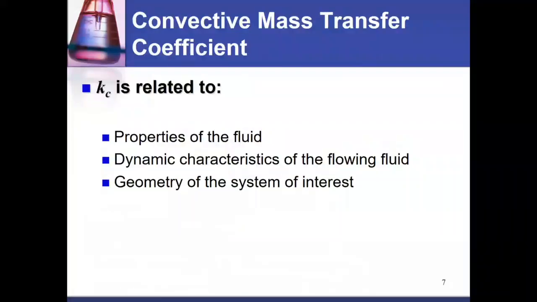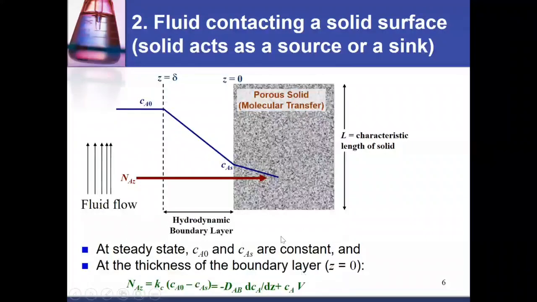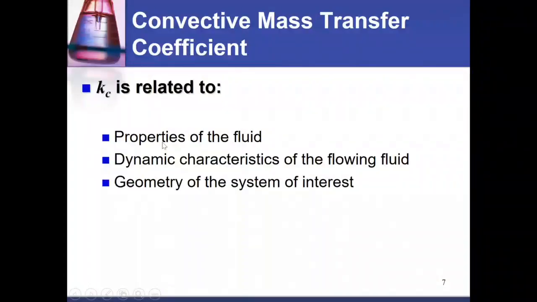Okay, so in this chapter and the chapters to follow, we will be using Kc, and Kc is a function of the properties of the fluid. If you remember from chapter 22, when we evaluated the diffusion coefficient, DAB, for example, it was a function of just the pressure, temperature, and molecular weight of the diffusing gas and the diffusion medium.